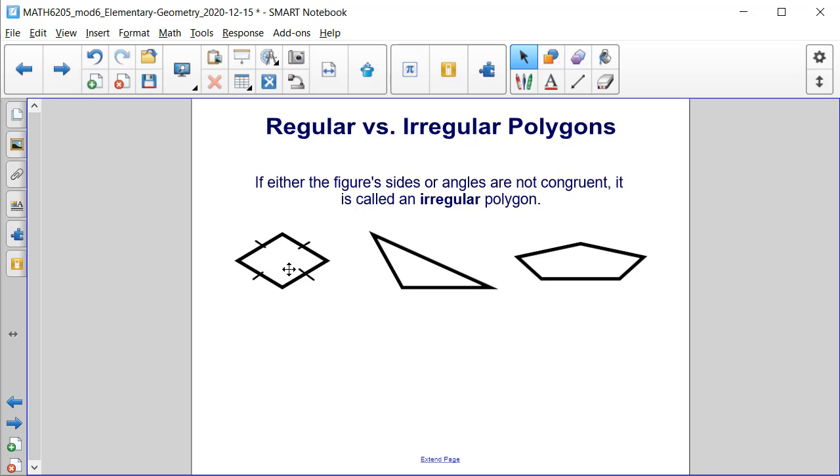So this first one has 4 congruent sides, but the angles don't look to be the same at all. This triangle has 3 different side lengths. This one to the left's a little shorter, bottom's a little bit longer, and the side across from the angle that appears to be obtuse is the longest side. And this pentagon, not all of the sides and angles are congruent. So again, it's irregular.